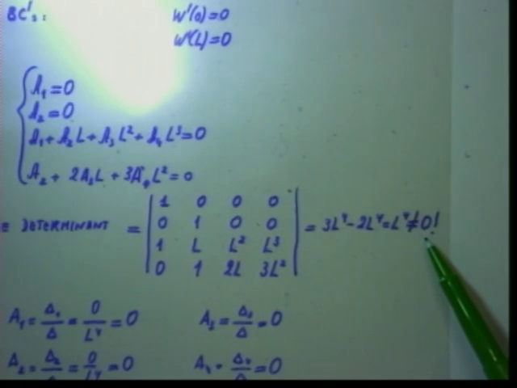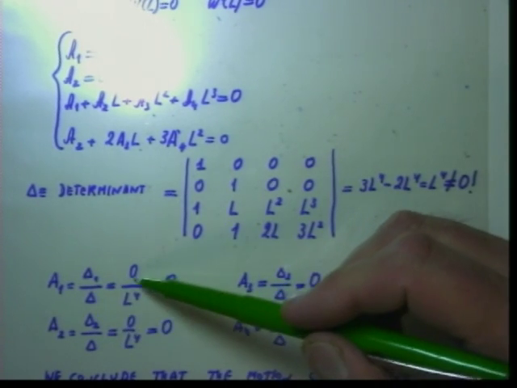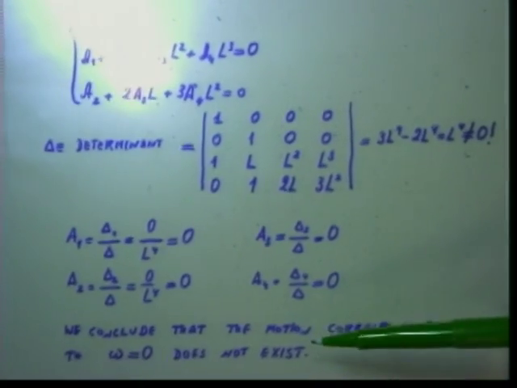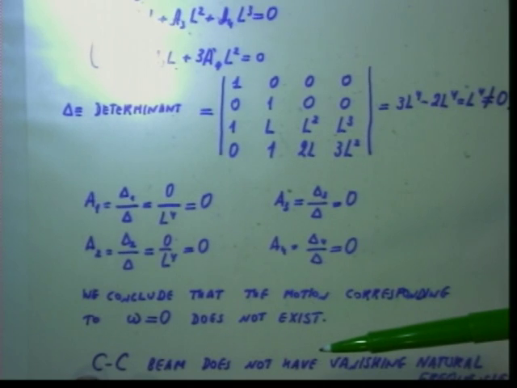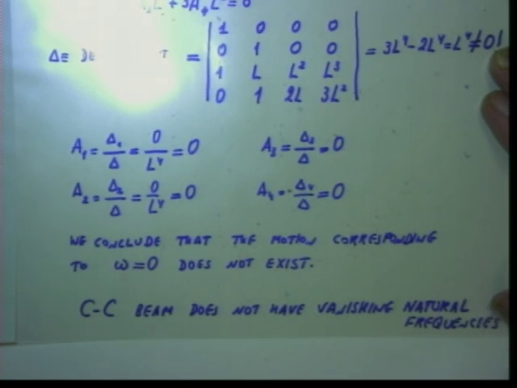Because this determinant is not zero, A1 equals delta 1 over delta, or 0 over L to the fourth power. So all the coefficients are zero. If all the coefficients are zero, it means that there cannot be a vibration. So we conclude that motion corresponding to omega equals zero does not exist for a clamped beam. We can say a clamped beam does not have vanishing natural frequencies.